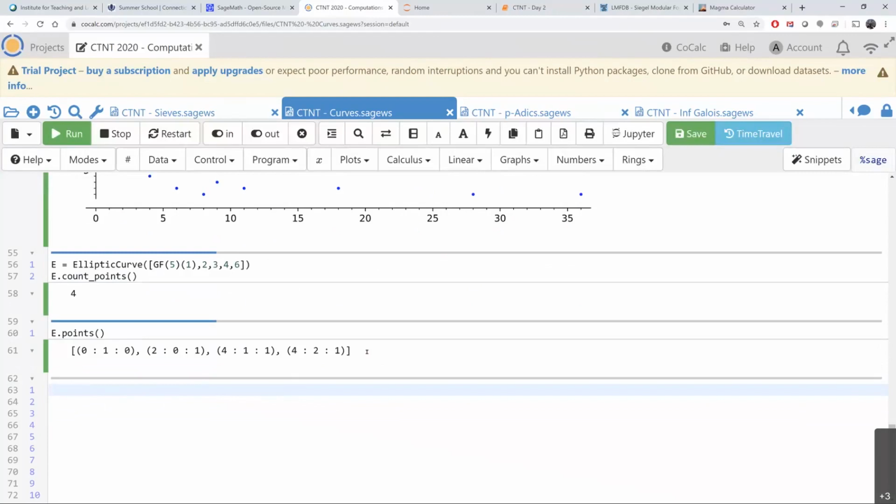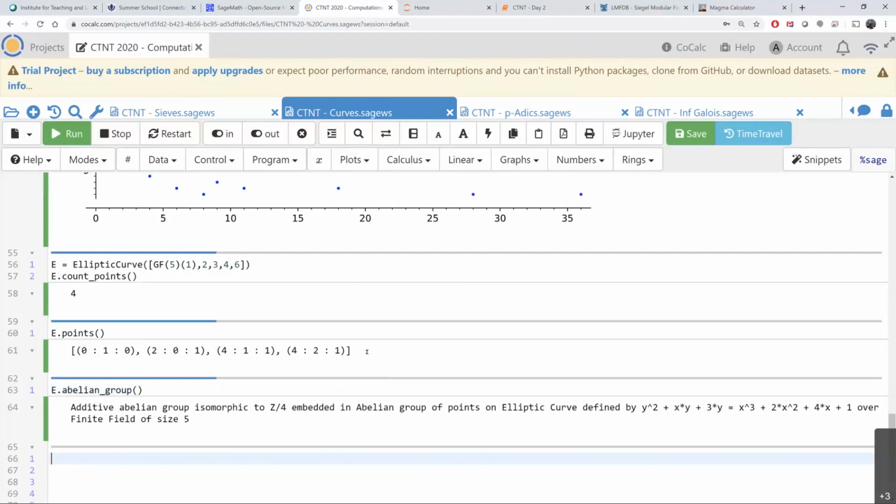I can also look at the structure. There are 4 points. I know that this is an abelian group, so if I look at E abelian group, it returns the points as an abelian group. So it now considers this.